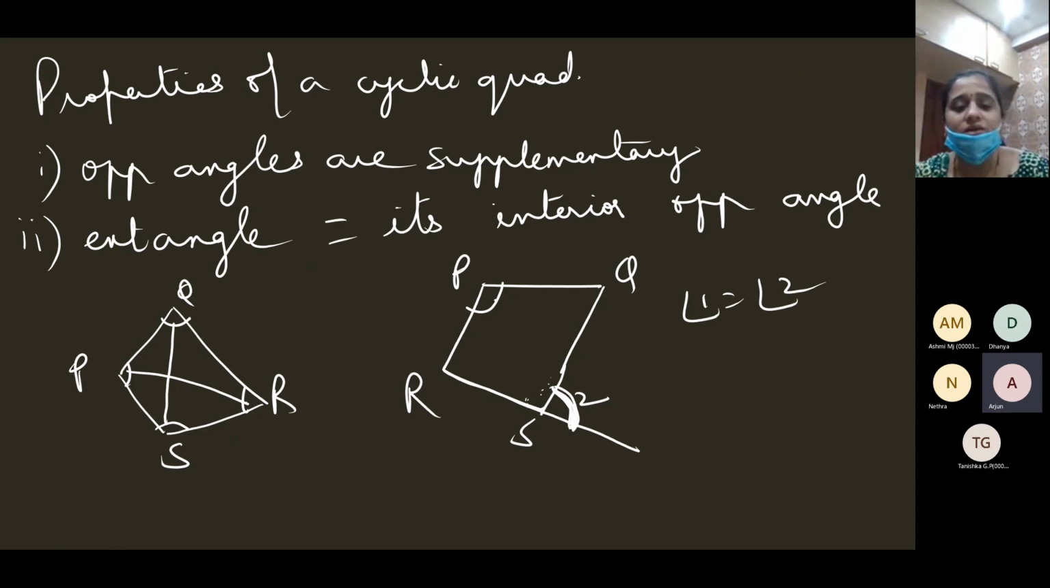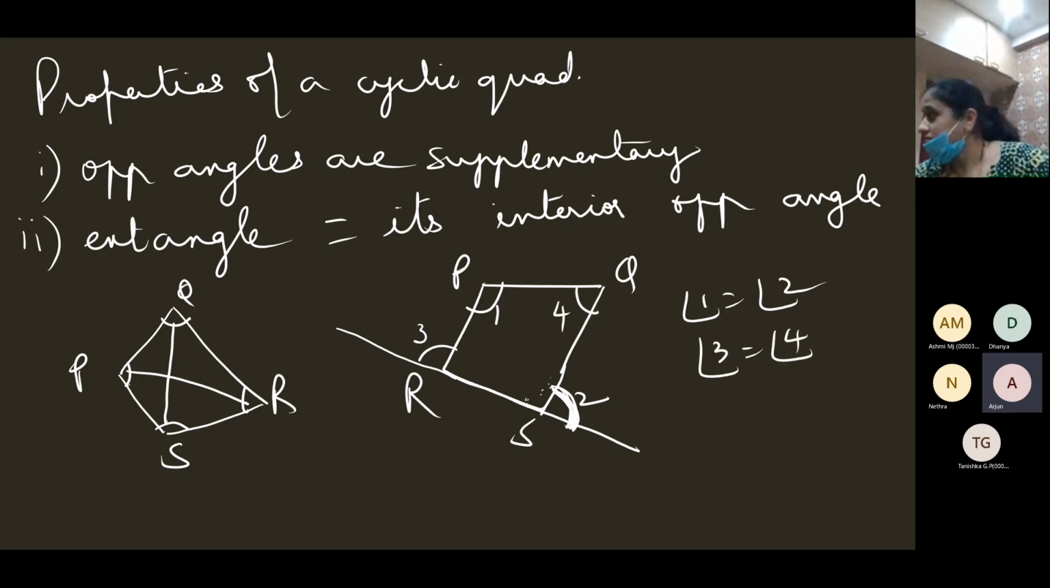So when is an exterior angle formed? When a side is produced. So the side RS is produced, and you can see the exterior angle 2. Angle 2 is equal to angle 1. Similarly, if this is produced, then angle 3 is formed, and angle 3 will be equal to angle 4. Correct? Yes, ma'am. Angle 3 will be equal to angle 4.